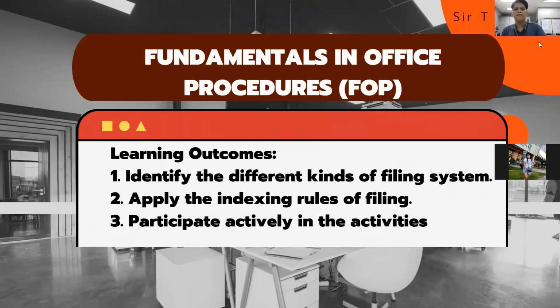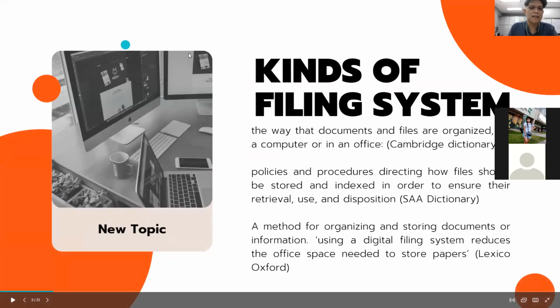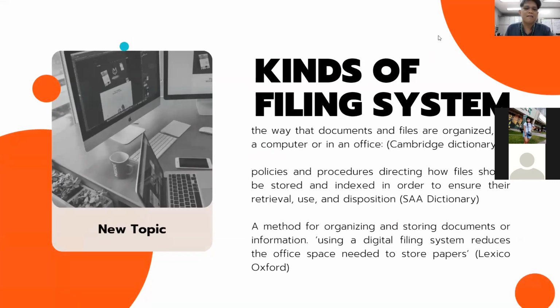Okay, fundamentals in office procedure. Learning outcomes: identify different kinds of filing system, apply the indexing rules of filing, and participate actively in the activities. Okay, so these are your objectives or learning outcomes. Our first point is kinds of filing system. But before we go with the different kinds of filing system, let us first define what is filing system or how this filing system is important to be efficient in your job or duties.